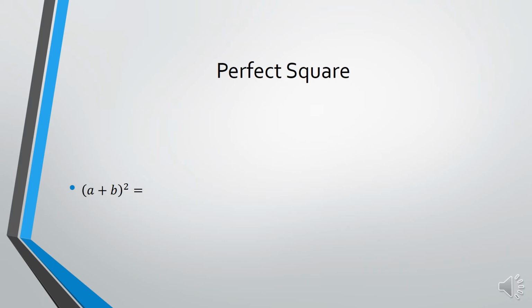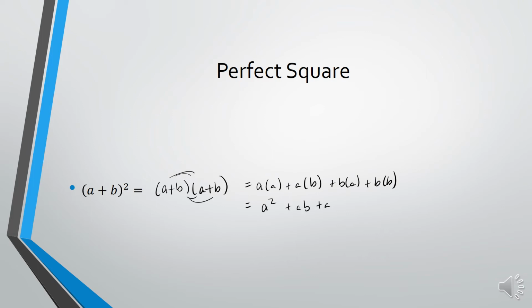The next example, or rule that we're going to do, is a perfect square. So a plus b squared. So what is a plus b squared? Well, that's a plus b times a plus b. I'm going to distribute my a first. So I'll get a times a plus a times b. Then I'll distribute my b. So b times a plus b times b, which gives me a squared plus ab plus ab plus b squared.